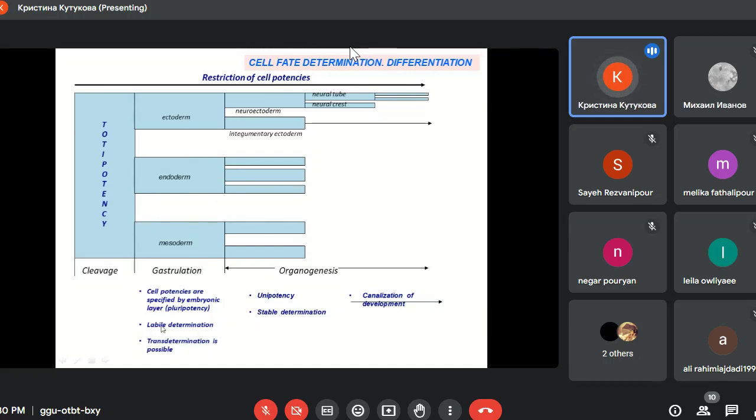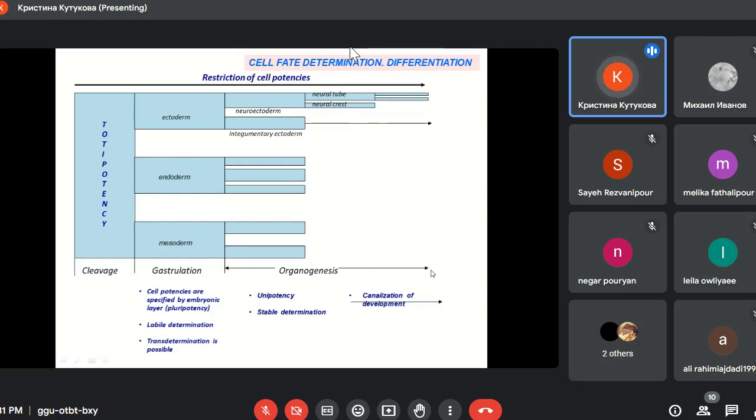Labile determination and transdetermination are also possible. Next, ectoderm develops into neuroectoderm and integumentary ectoderm. Neuroectoderm gives rise to the structures of the nervous system, the neural tube, and neural crest, and integumentary means skin. Ectoderm will give us the skin and nails, hair, and so on.